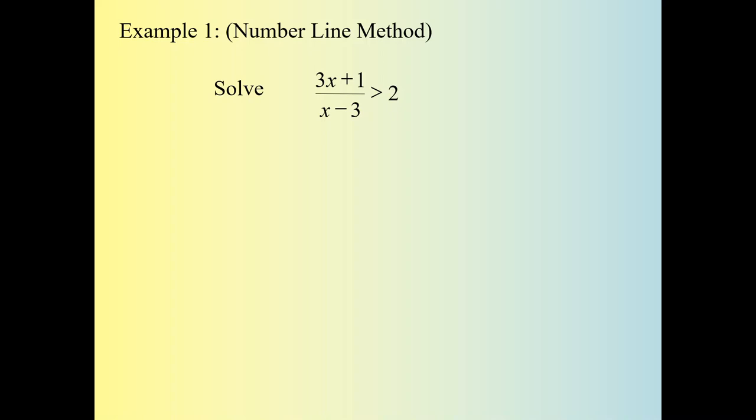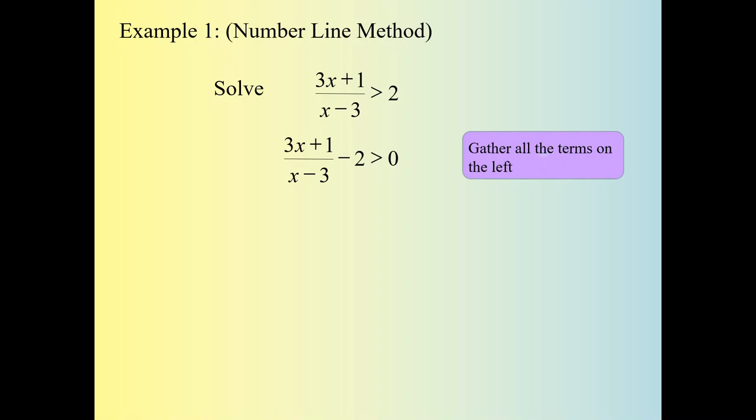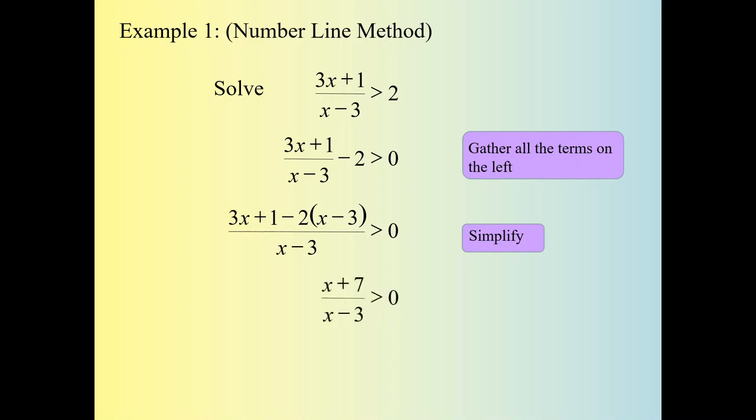Look at example number 1. We are going to use the number line method to solve this inequality. (3x + 1)/(x - 3) is greater than 2. So remember, do not cross multiply. We gather all the terms on the left by bringing 2 over to the left hand side. We simplify. The common denominator is x - 3. And lastly, we have (x + 7)/(x - 3) is greater than 0.